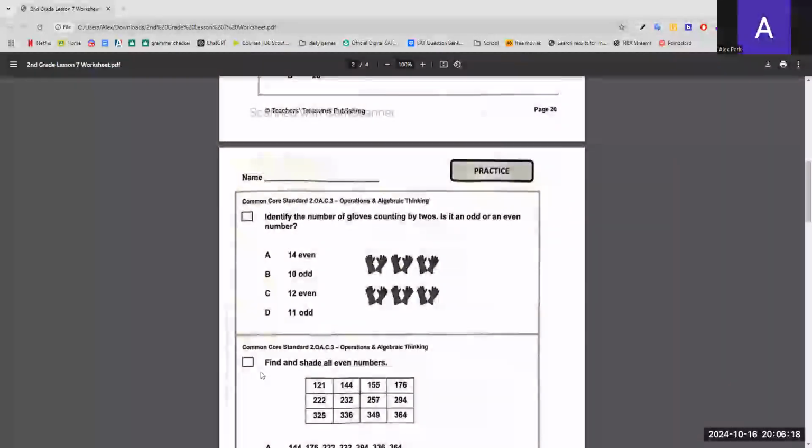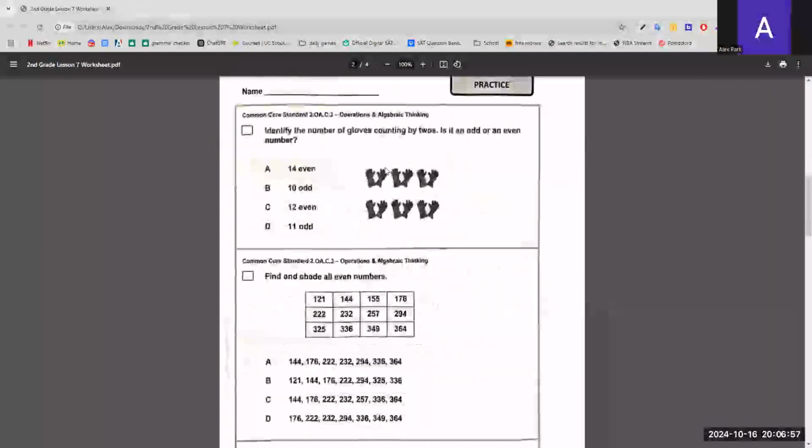Number 4, identify the number of gloves counting by twos. Is it an odd or an even number? So each pair of these counts as 2. So 2, 4, 6, 8, 10, 12. Now, out of these choices, it says that 12 is even. So we know that 12 is even, but if it didn't say that, we would know that it is even because 2 is one of our digits that if it ends with that, then that would have to be even.